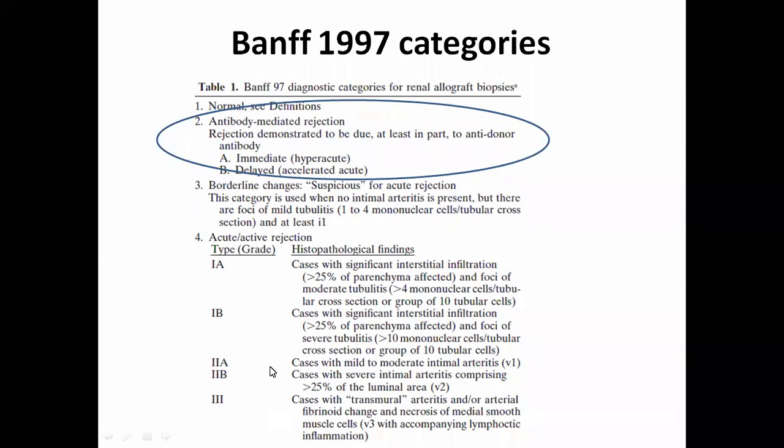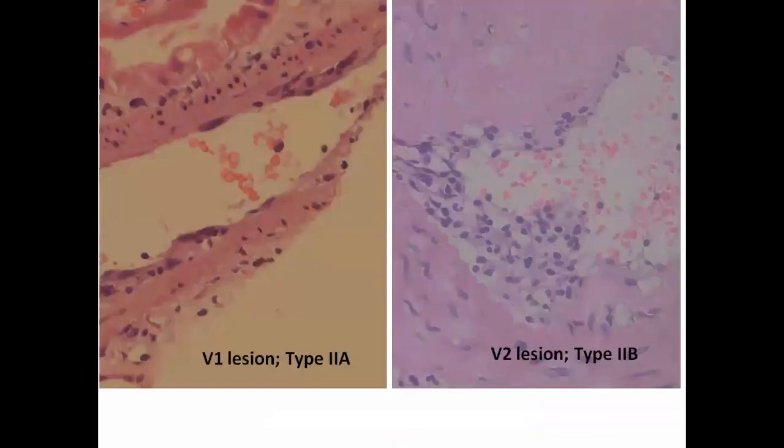So 2A and 2B vascular rejection is when you see mild to moderate intimal arteritis, or 2B is cases with severe intimal arteritis comprising more than 25% of the luminal area. And cases in which there is transmural inflammation or transmural arteritis or fibrinoid necrosis of the vessel wall. These are called V3 lesions.